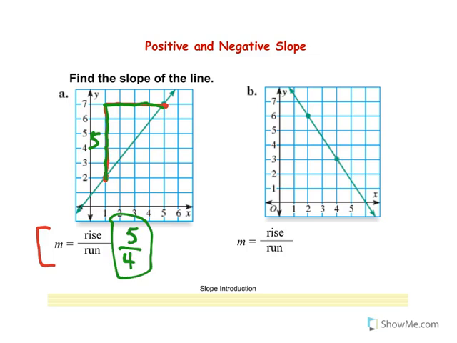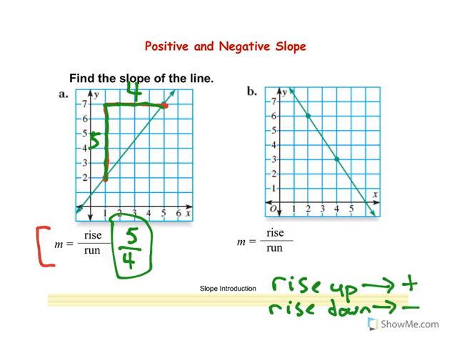Now, something I should have pointed out that I'm going to point out now. When we talk about rising, there's 2 ways we can rise. We can rise up, in which case the rise is positive. Or we can rise down, in which case the rise is negative, and I'll explain. And the same thing goes for running, okay? If I run to the right, my run is going to be positive, whereas if I run left, it's going to be negative.